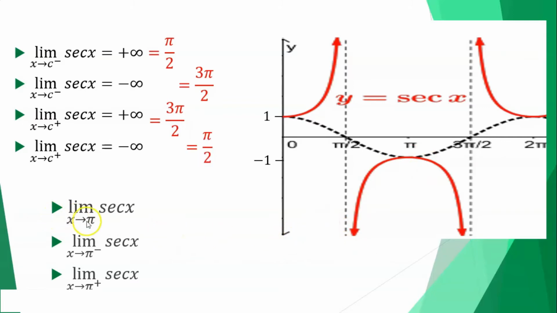Now this one, what is the limit of secant x as x approaches pi? So take note, if it's exactly pi, the value here is negative 1. Now the limit of secant of x as it approaches pi from the left, it is still negative 1. Now approaching pi from the right, it is still negative 1. So at this point here, the limit exists.